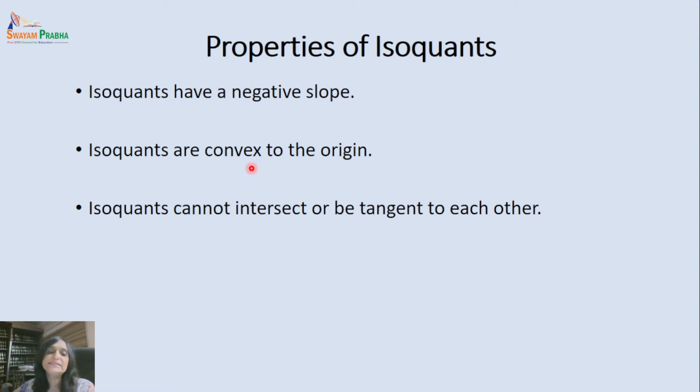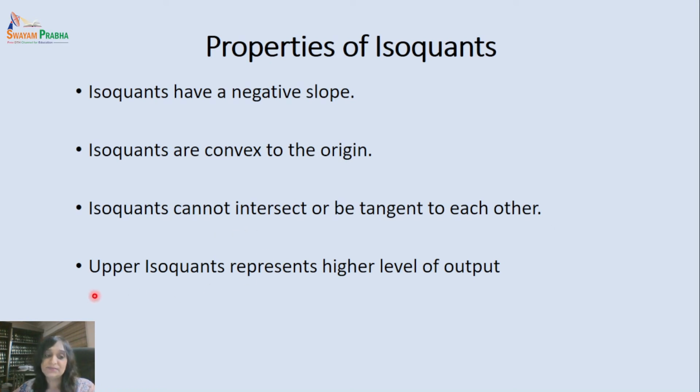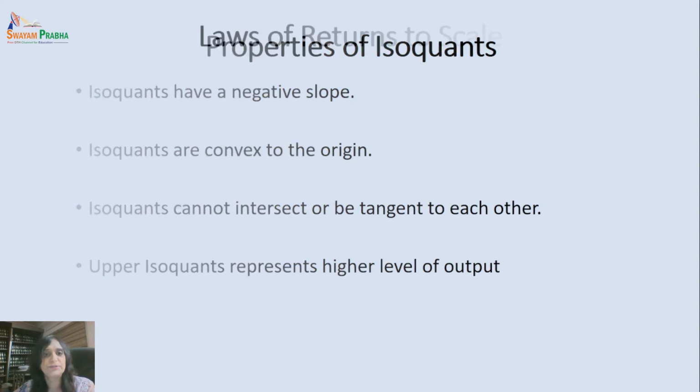Then, isoquants cannot intersect or be tangent to each other. Why? Because if two isoquants intersect or become tangent to each other, it means there is one combination of labor and capital, the two variable inputs, which is giving you different levels of output, which is not possible. Therefore, isoquants cannot intersect. Then, as I've told you earlier also in this lecture, a higher isoquant represents a higher level of output. We have just seen this particular property in the indifference map, and in the isoquant map also.